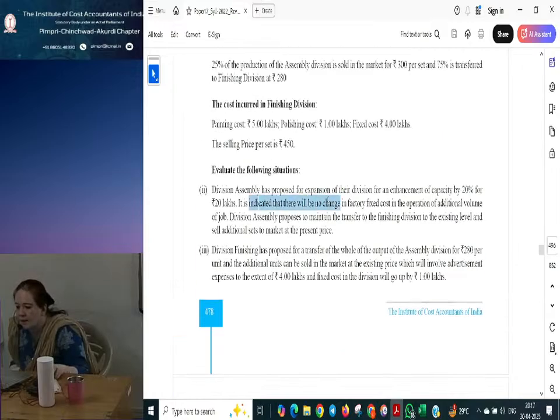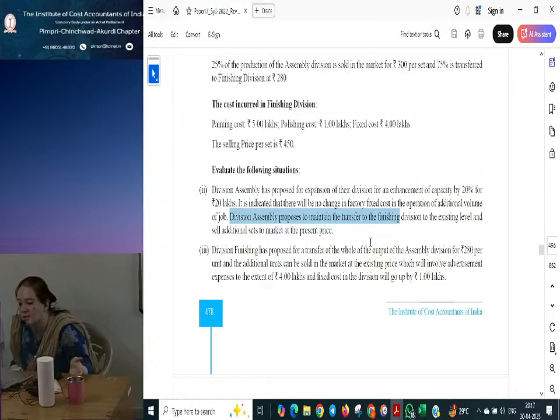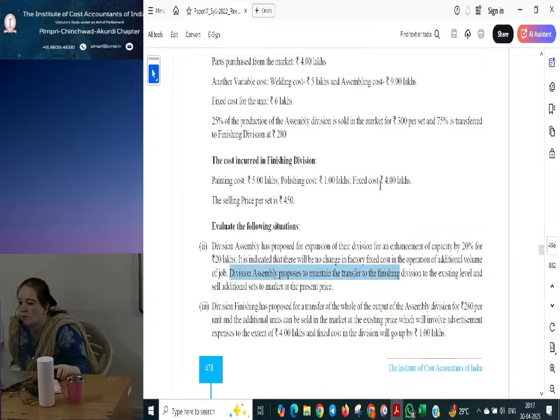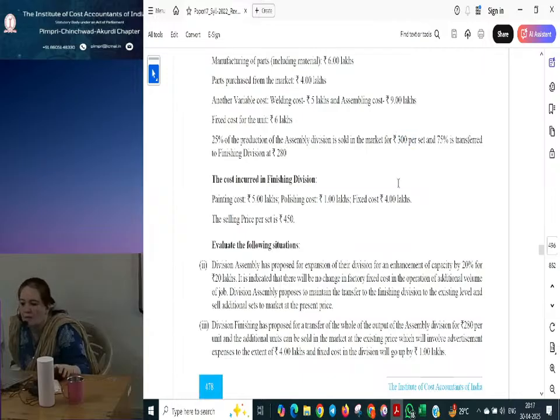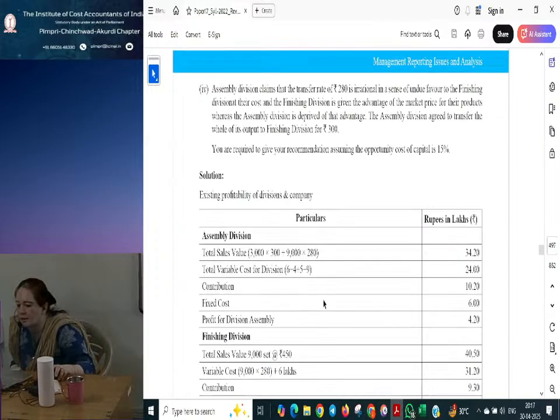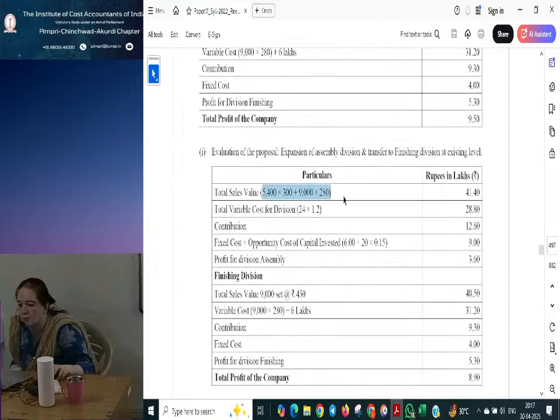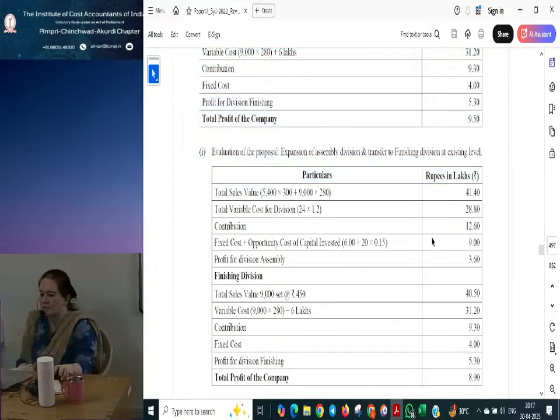It is indicated there will be no change in the factory fixed cost in the operation of the additional volume of jobs. So that is not going to change. The assembly division proposes to maintain the transfer to the finishing division at the existing level and sell additional sets to the market at the present price itself. So they are going to sell at 300 rupees. 5,400 into 300 plus 9,000 into 280 is going to be their sales value. Are you able to understand? Any doubts?